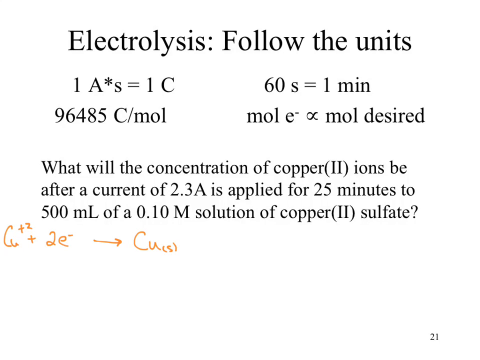Amps is a good place to start. We got 2.3 amps. We don't have anything that relates amps, so what can we do? I left this conversion off. 1 coulomb per second is 1 amp. Do we have any information in the problem about the coulombs or the seconds?